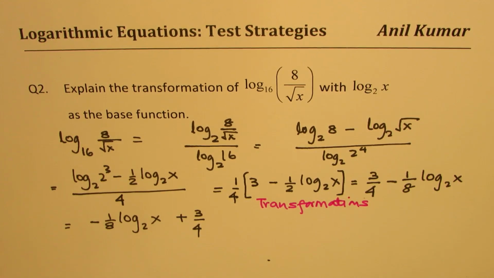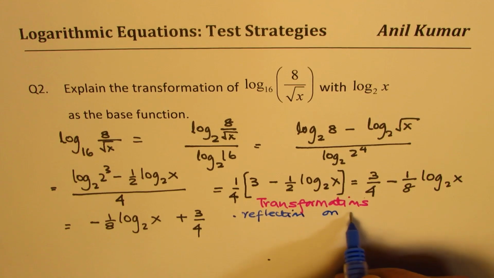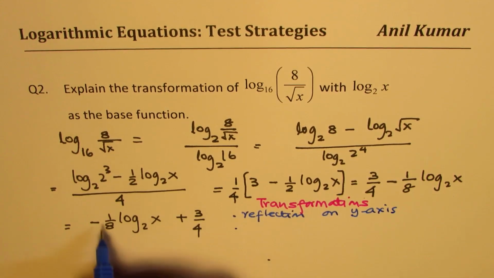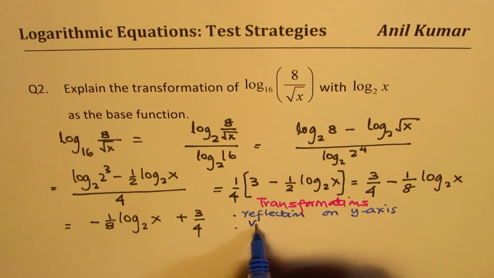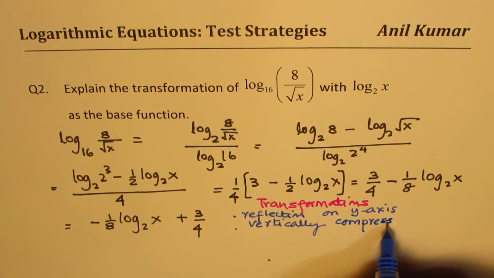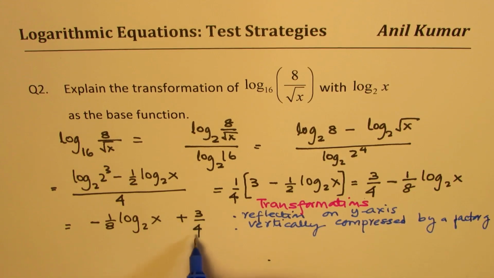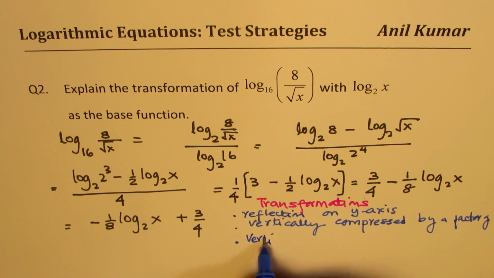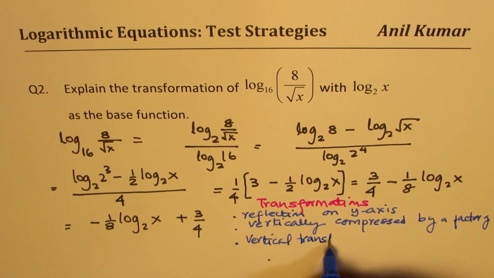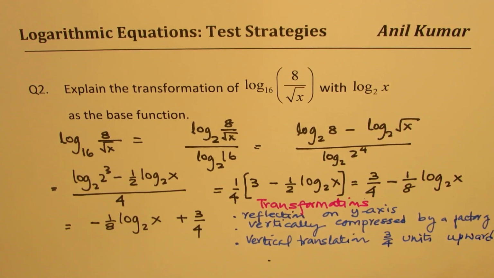This negative tells you reflection on the y-axis. So we have reflection on the y-axis. Then 1 over 8 tells you it is vertically compressed by a factor of 1 over 8, and that is your vertical translation, 3 by 4 units upwards. Is that clear to you? Perfect. So that is how we can get the transformation of this particular function.